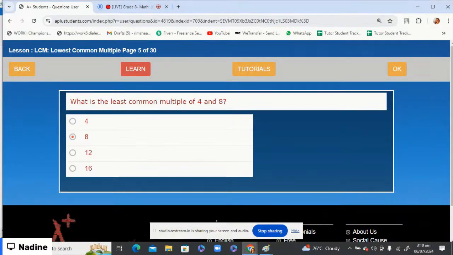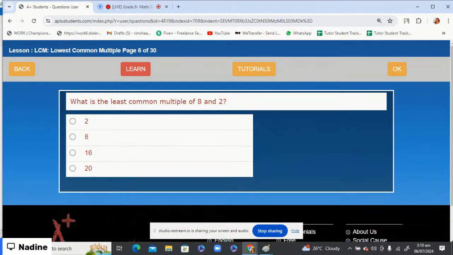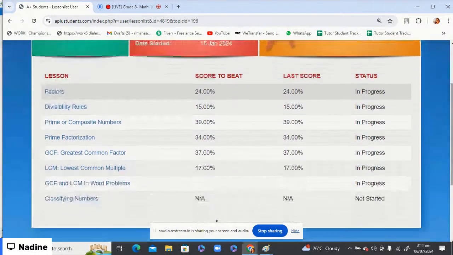Let's check, is there any option for 8? Yes, it's. Hope you guys understand this lesson, the lowest common multiple. You can solve the rest of the question by yourself now. Okay. So you solve the rest of the question, all the test questions by yourself.